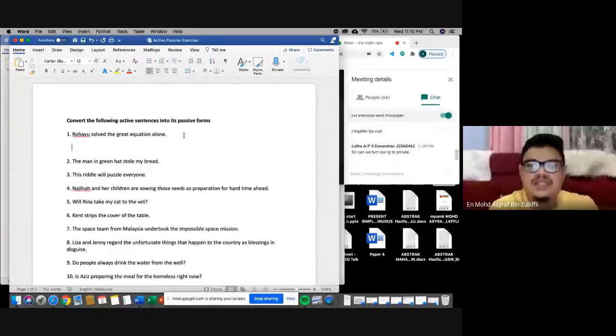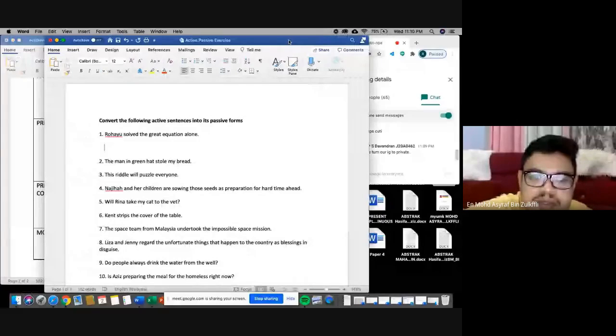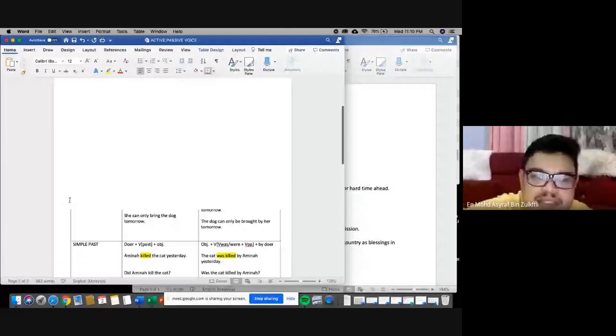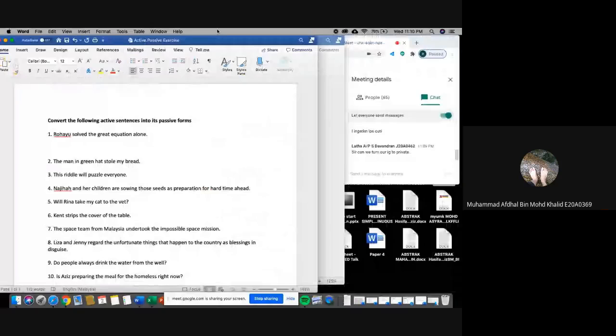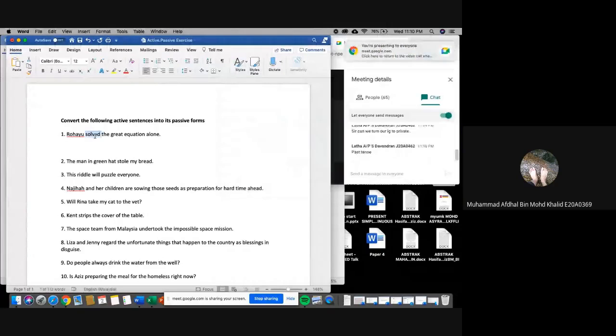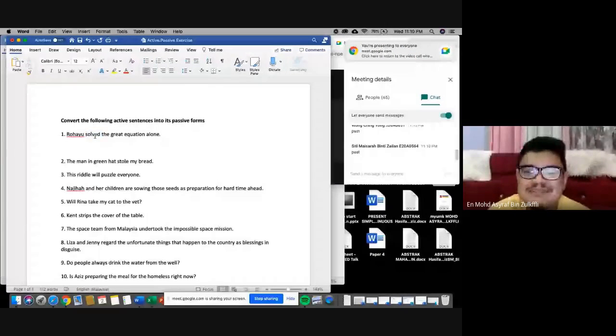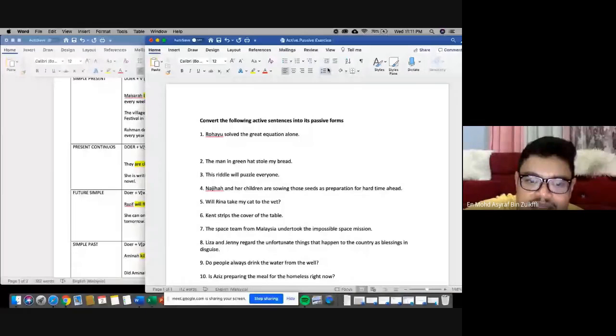Rahayu solved the grade equation alone. Try to change it into its passive form. Okay, to change it into passive form, you have to look at the formula. So first of all, what tense is this sentence in? Simple past tense, right? So, how to do it? You just look at the formula. Okay.